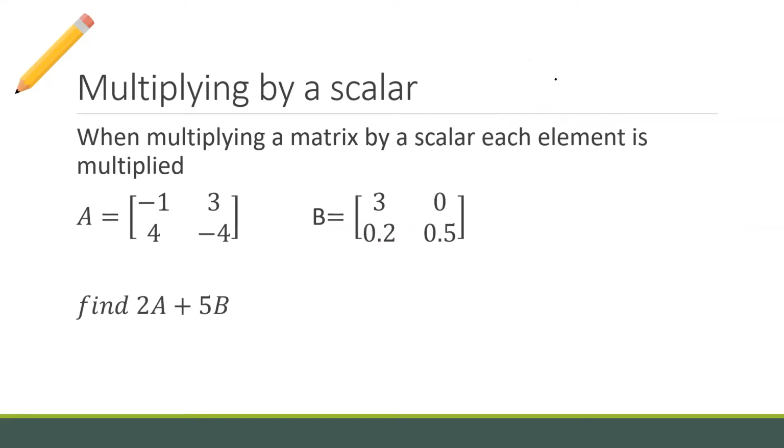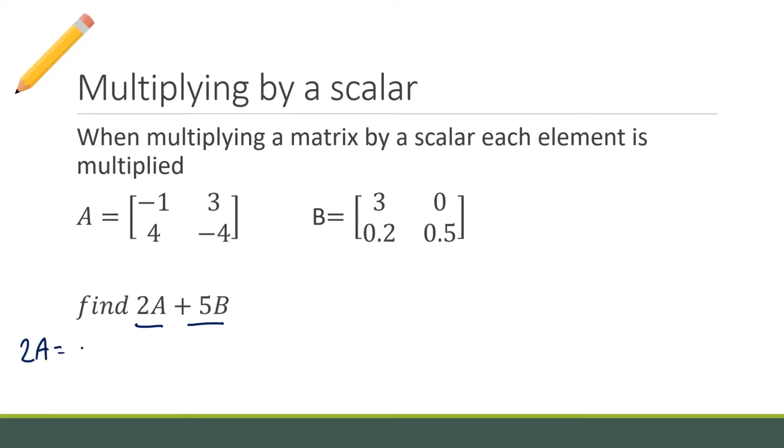Last but not least, I'm going to talk to you guys about multiplying by a scalar or scale factor. When multiplying a matrix by a scalar, each element is multiplied by that scalar. We're going to do a pretty difficult example. We're going to find what happens if you take 2a plus 5b. Because this is a bit involved, we're going to do it in steps, 3 steps actually, to be honest with you.